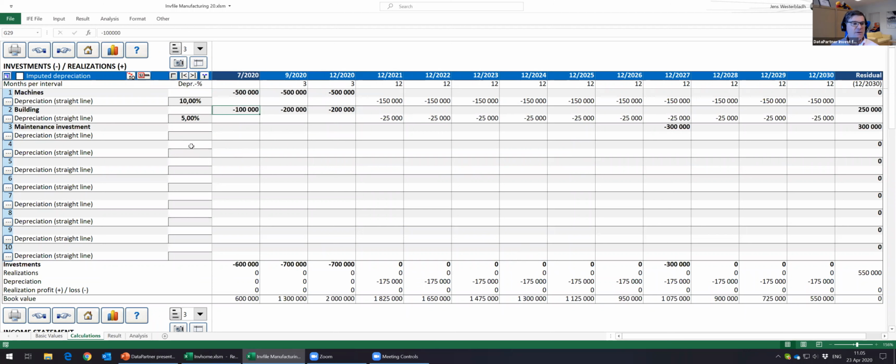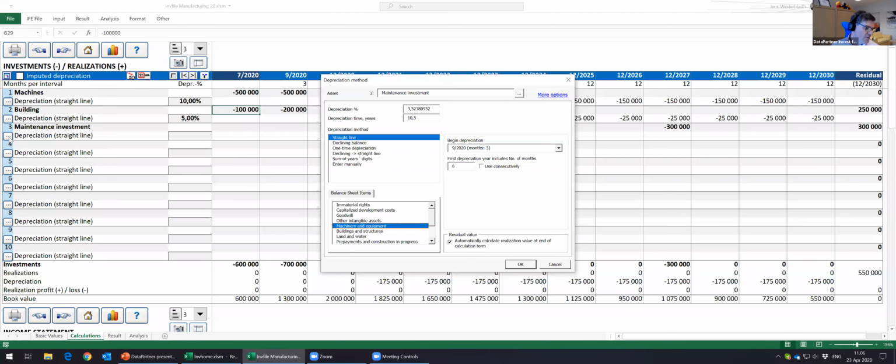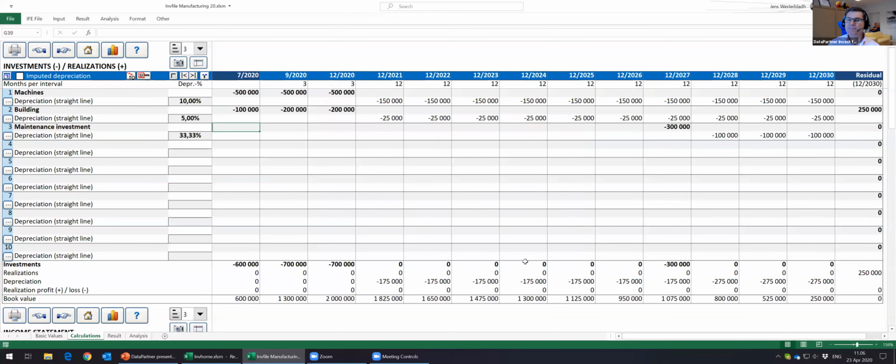And then we have the maintenance investment, which happens in 27, and we have only 3 years left. So usually it's then depreciated over the years left, in this case in 3 years. So I put 3 years depreciation time. It's machine equipment. Let's say I start depreciating from the beginning of 28. Yeah, then it's exactly 3 years.